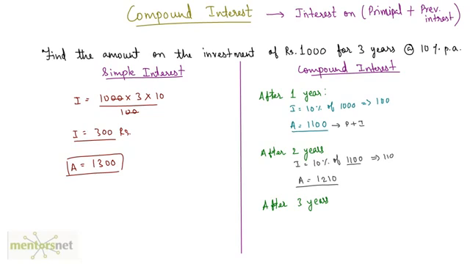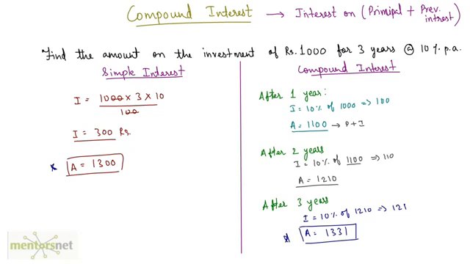Now the same will be the case with the third year. The interest will be again 10% of the previous year's amount, that's 1210, and that will be 121. Now the amount will be 1210 plus 121, and that is 1331. So you see, compound interest is much more interesting and much more beneficial to you.